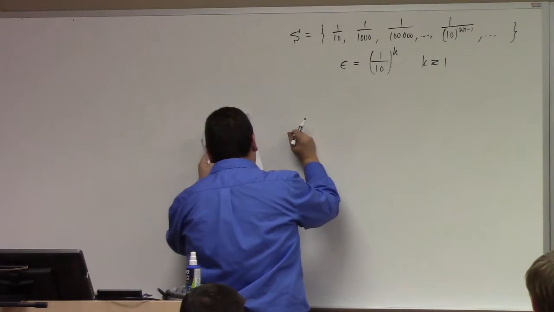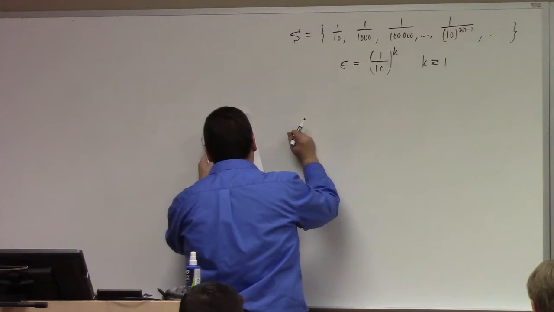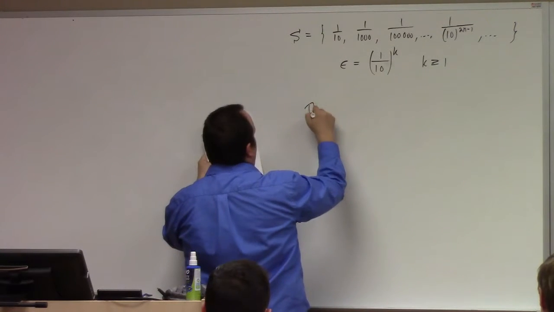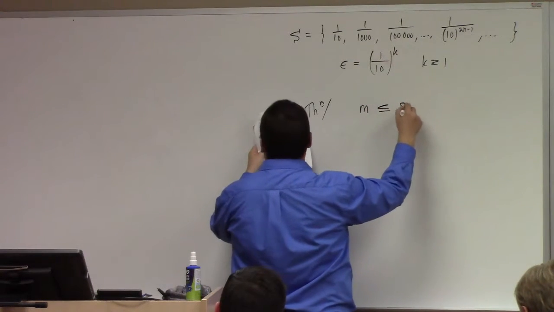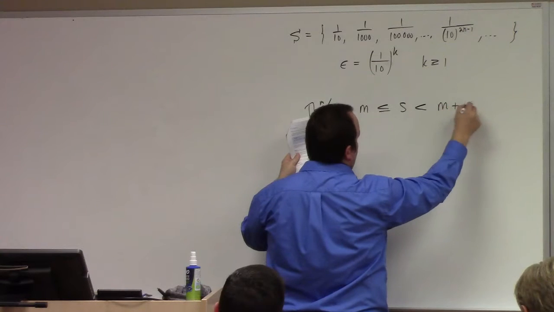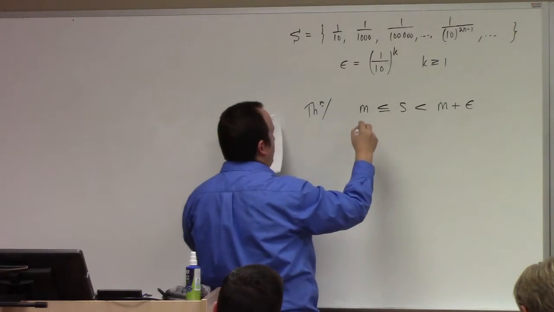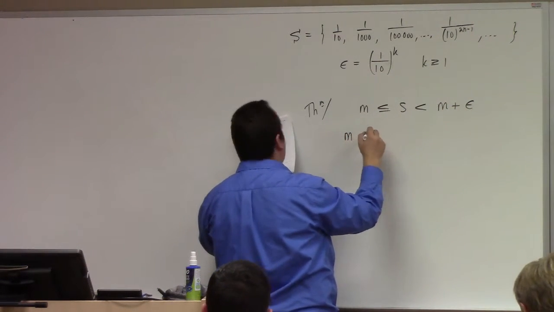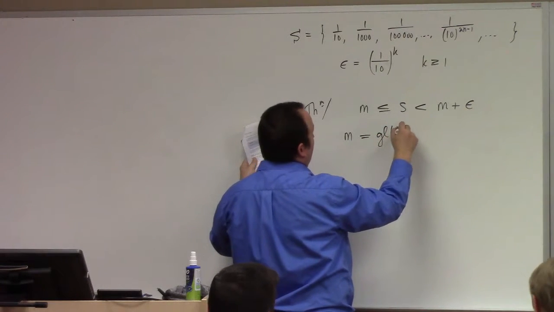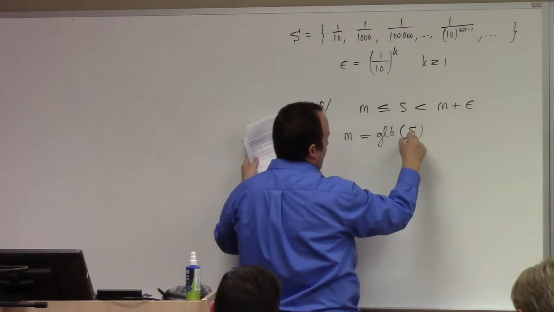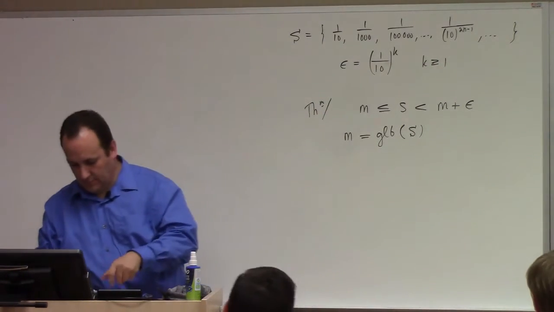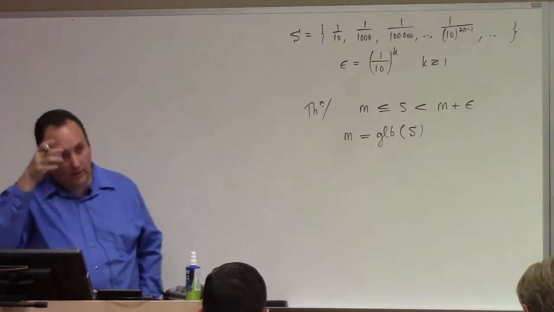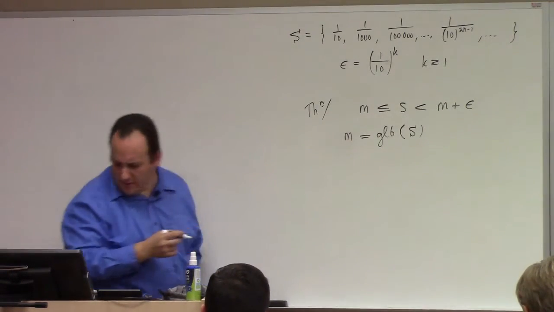We're supposed to find a number s that satisfies the assertion made in Theorem 11.1.4, where epsilon is given. So the theorem says m is less than or equal to s is less than m plus epsilon. M is the greatest lower bound of S.